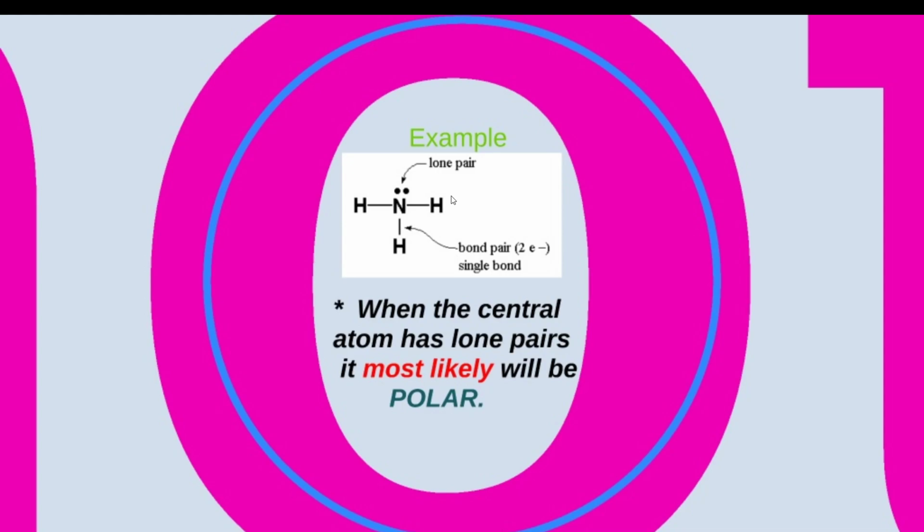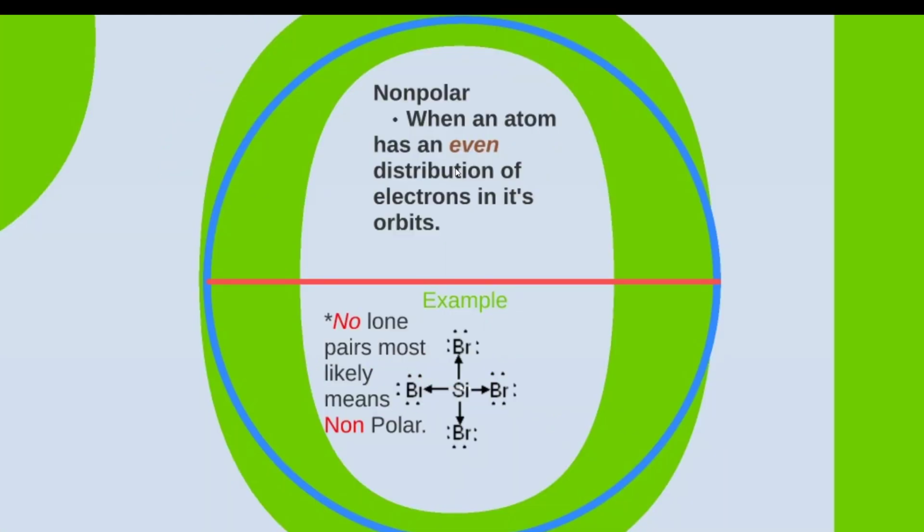And in general, if the central atom has a lone pair, we usually consider that to probably be a polar molecule. Nonpolar is when an atom has an even distribution of electrons in its orbits. Okay? So this molecule right here is considered nonpolar because all of its electrons are shared all around it, and it has an even distribution. So it's perfectly balanced. That's why this one would be considered a nonpolar one, okay?